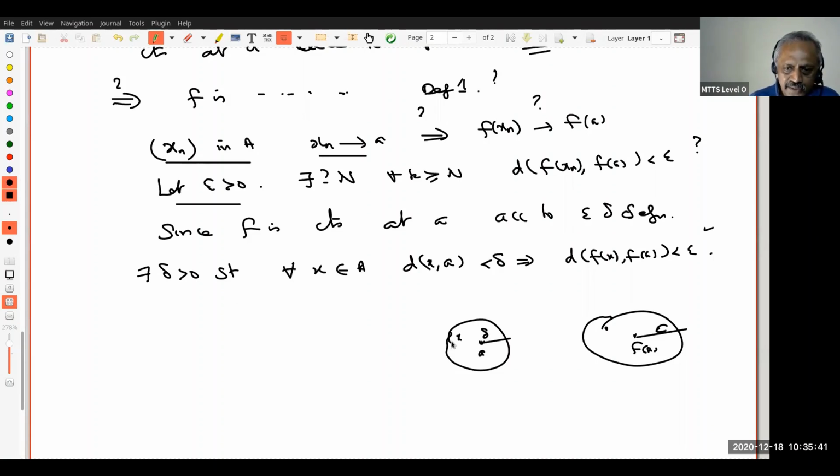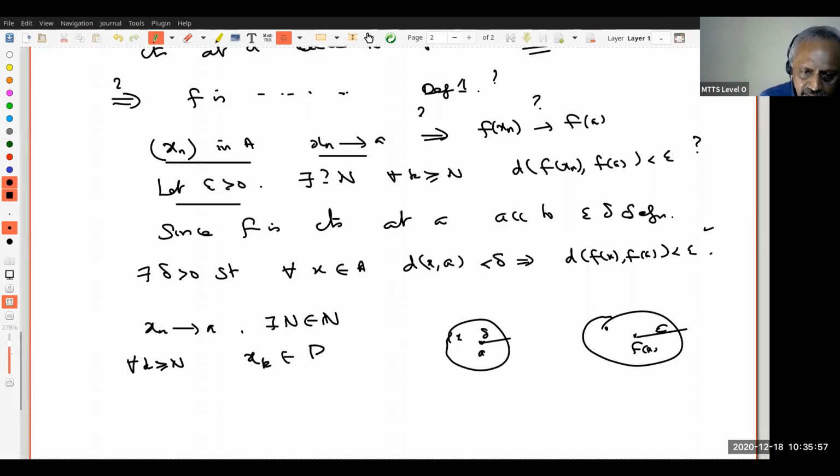Since xn converges to a and there is a delta ball around this, immediately what will I know? Since xn converges to a, there exists a natural number N so that for every k greater than or equal to N, xk lies in the open ball B(a, delta). Do you accept it? Because of convergence. This is the same as saying the distance between xk and a is less than delta. Therefore, for k greater than or equal to N, xk lies here.